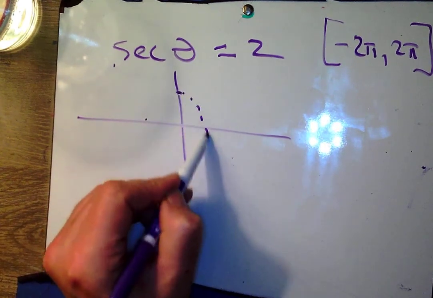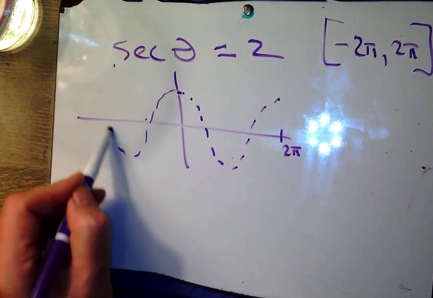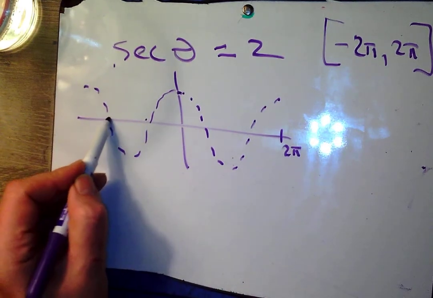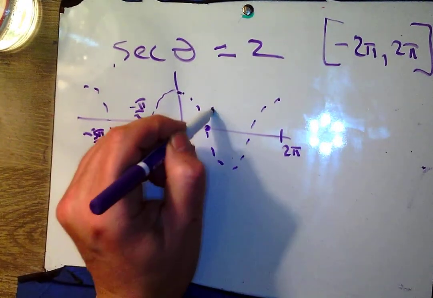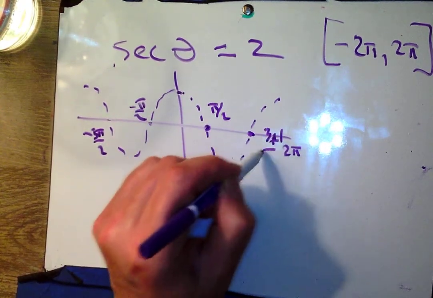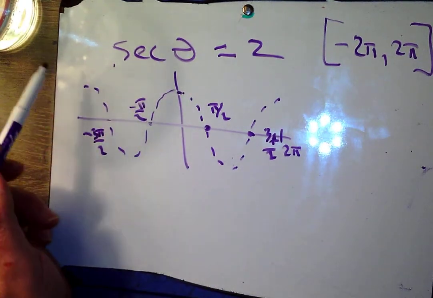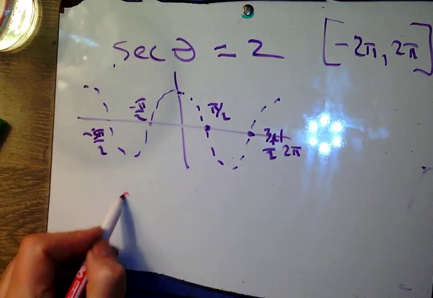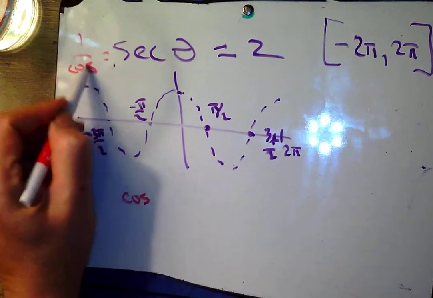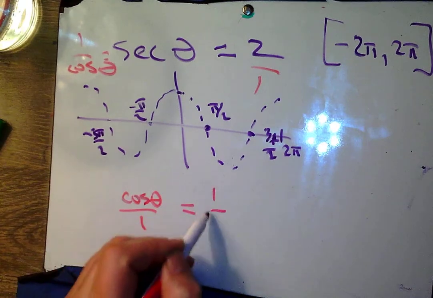So cosine. Why am I drawing cosine? Well, I'm drawing cosine for one of 2 reasons. One reason could be because I'm drawing secant, and that means I draw cosine first. Or I could just re-envision this problem. Instead of secant equals 2, I could flip both sides because this is 1 over cosine. If I flip both sides, I'm going to have cosine theta over 1 equals 1/2.